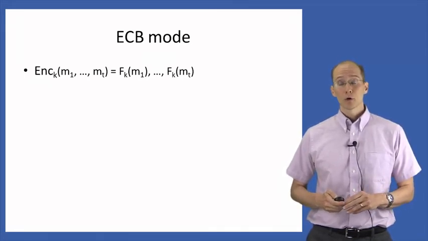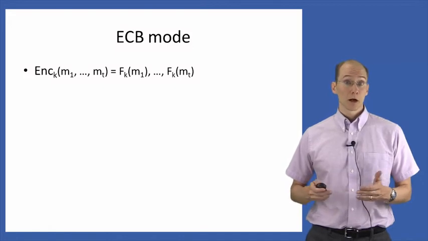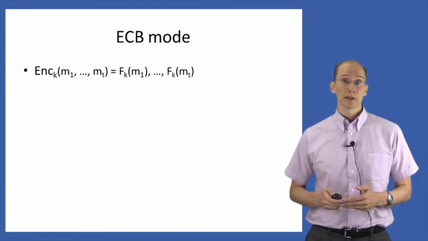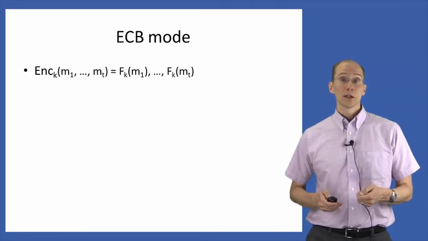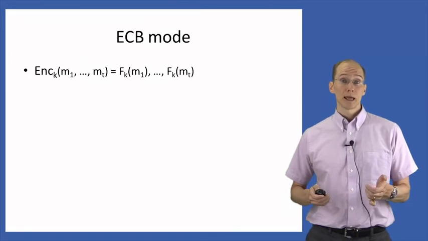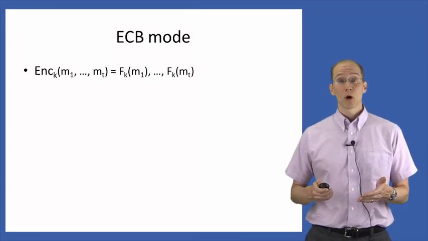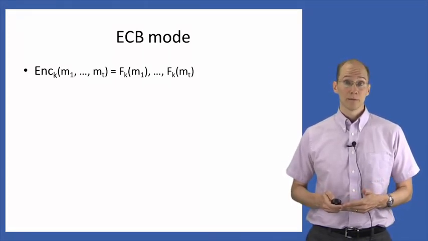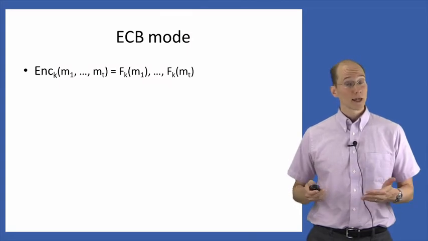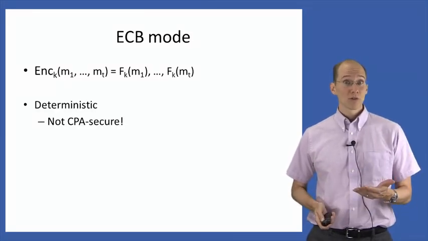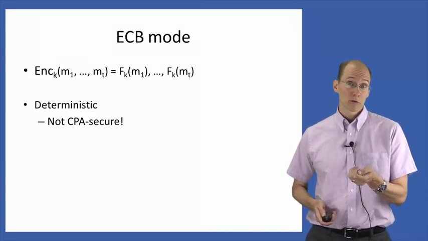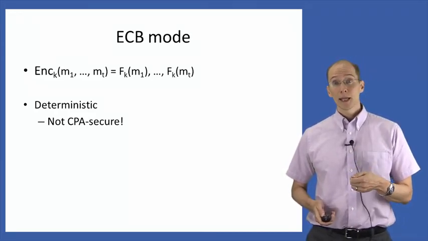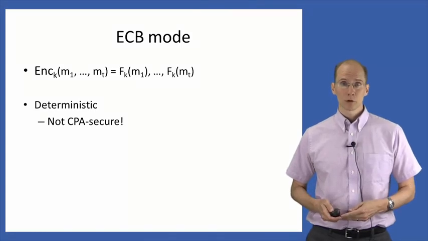So in ECB mode, the encryption of a message, again consisting of blocks M1 through MT, is done by simply applying the pseudorandom function to each message block individually. That is, the encryption of M1 through MT is just given by FK of M1 up to FK of MT. Now this might look great because there's no ciphertext expansion at all, but of course we know that because this scheme is deterministic, right, there's no randomness here, this scheme cannot possibly be CPA secure.